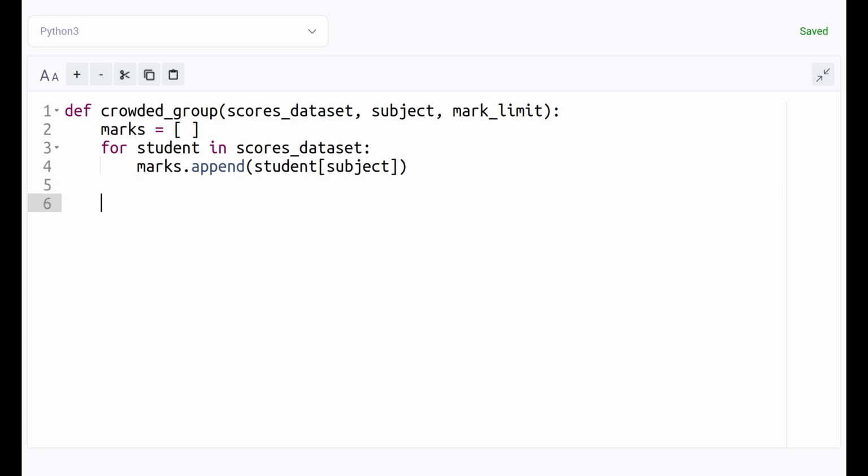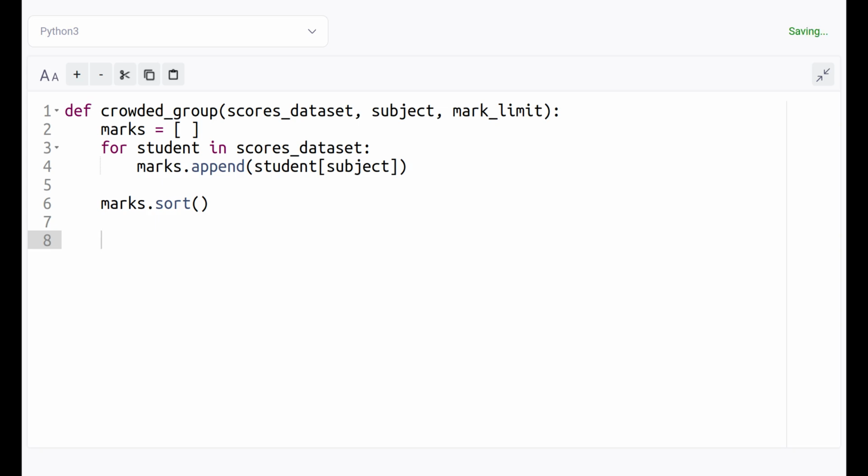Now what do I do? I sort marks. Recall that that is what I did. So marks dot sort will sort the list marks in place. It will sort the list marks in place. So now marks is sorted in ascending order. What do we do next?